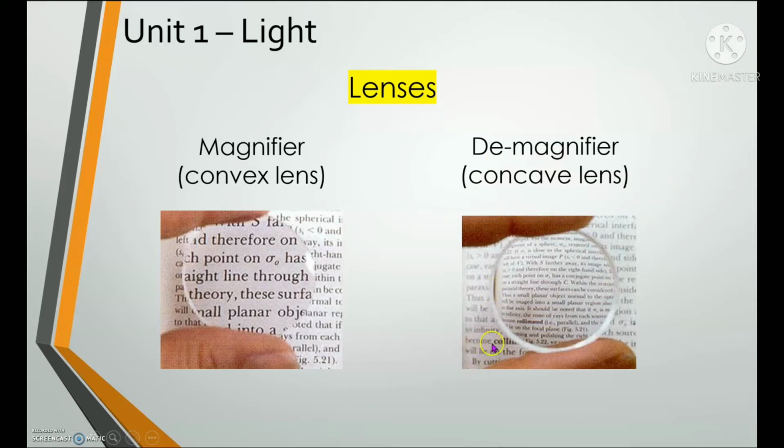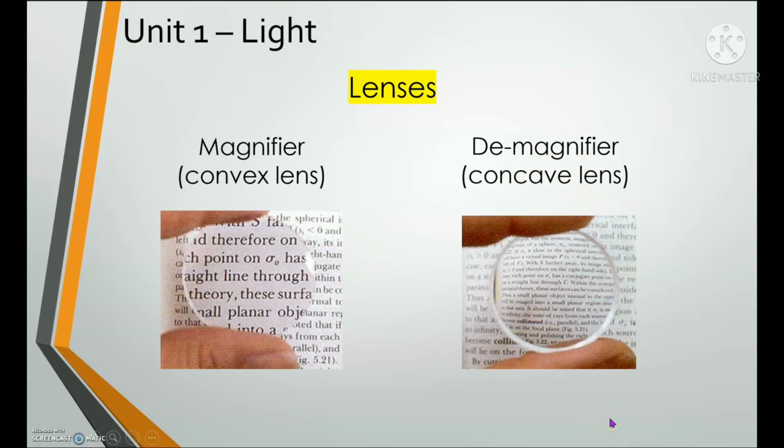Now let's go to the next one, the demagnifier or concave lens. So this is the regular writing on the paper. The demagnifier reduces the size of the image or a picture. As we can see in this picture, the regular writing is reduced in size. That is the demagnifier, or what we call the concave lens.